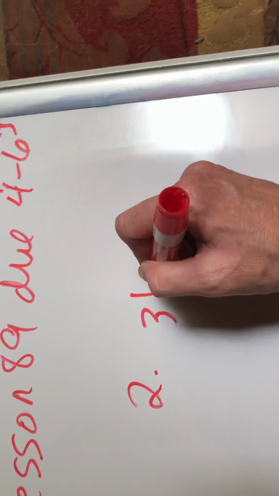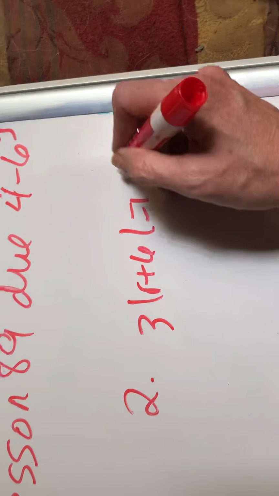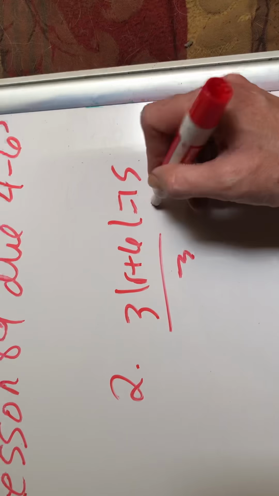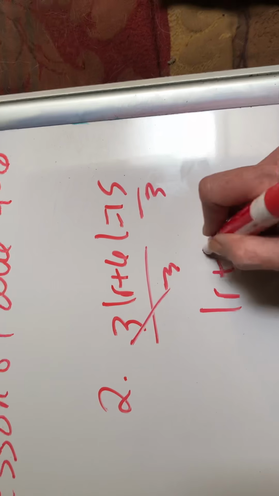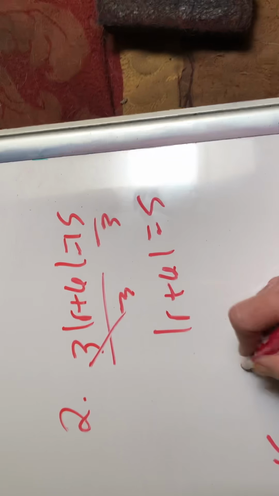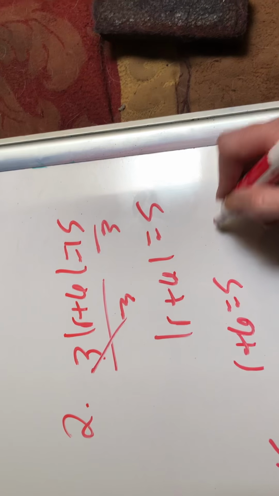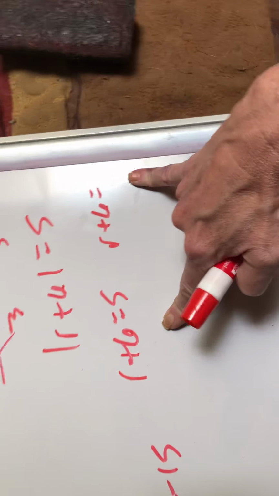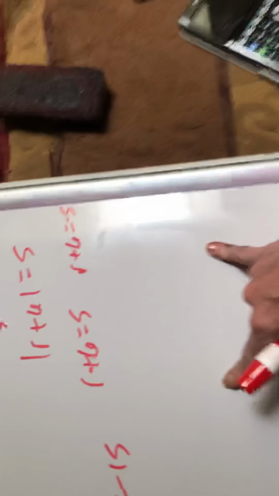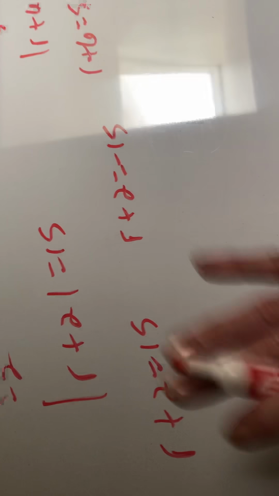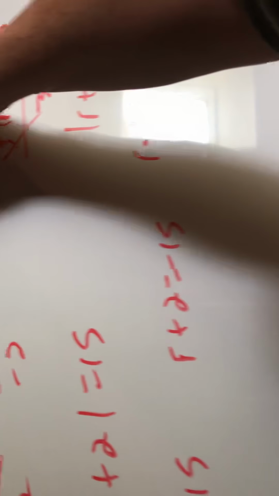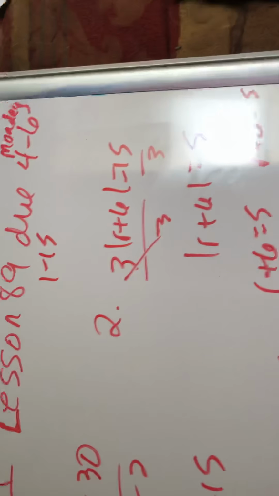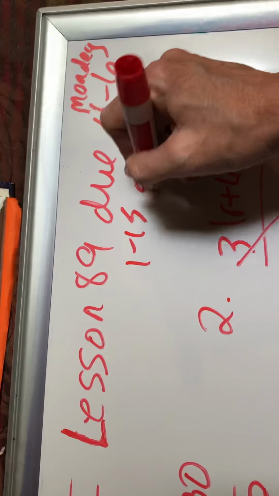Number 2, 3 times the absolute value of r plus 6 equals 15. So you divide by 3. So absolute value of r plus 6 equals 5. And then set up 2 different equations. R plus 6 equals 5. R plus 6 equals -5. And then you can finish those from there. Okay, so you can finish those 2. But I wanted to get you to that part. Oh, and I need to tell you, you're doing 1 through 15. So you're doing the warm-up. You're doing practice A through J. And then you're doing 1 through 15. But you're going to skip number 12.